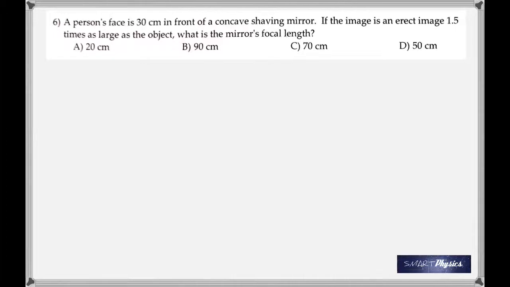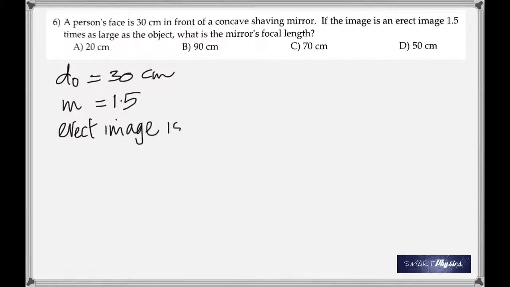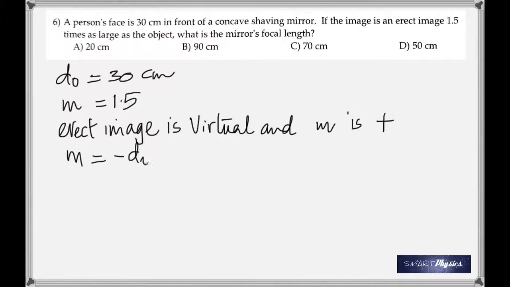A person's face is 30 centimeters in front of a concave shaving mirror. So that is DO. Image is an erect image. Now that means the upright image means it is a virtual image because only the virtual image is upright. And for the virtual image, magnification is taken as positive. So it's 1.5. Erect image is virtual. Okay. M is positive for a virtual image. That's the formula for magnification.